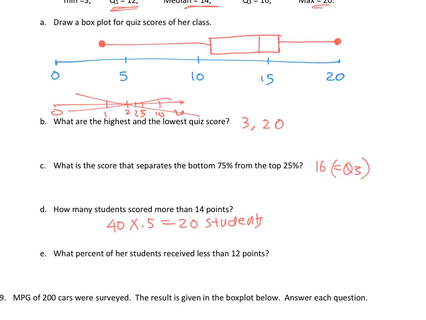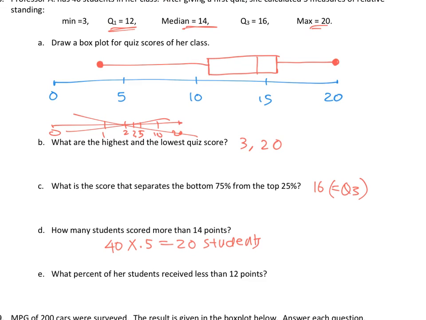And let's see, the next one is, what percent of students received less than 12 points? So 12 points is here, less than this is this much, so that's 25%. So 25% of 40 students, so 0.25 times 40 students will be 10. So 10 students. Right, that's it for this question.